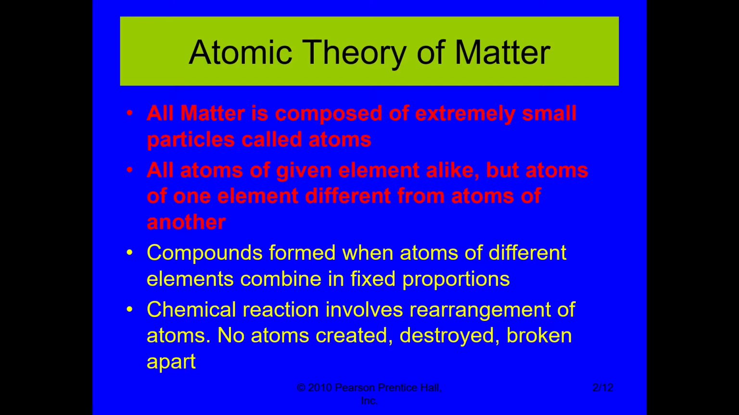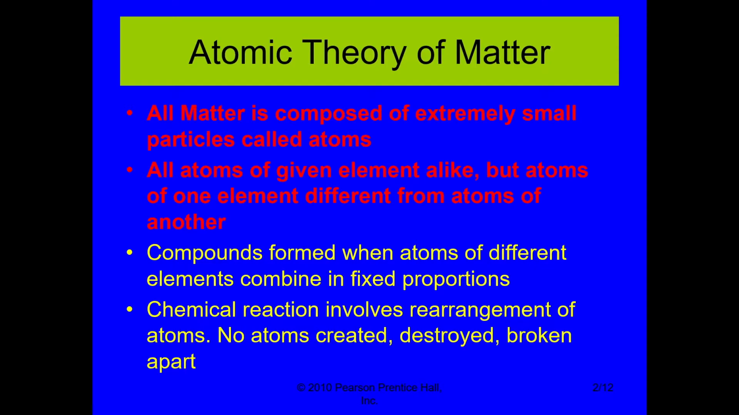The second part of his theory is that all atoms of a given element are alike, but atoms of one element are different from atoms of another. We'll also look later on that there are some small parts of this that are incorrect.